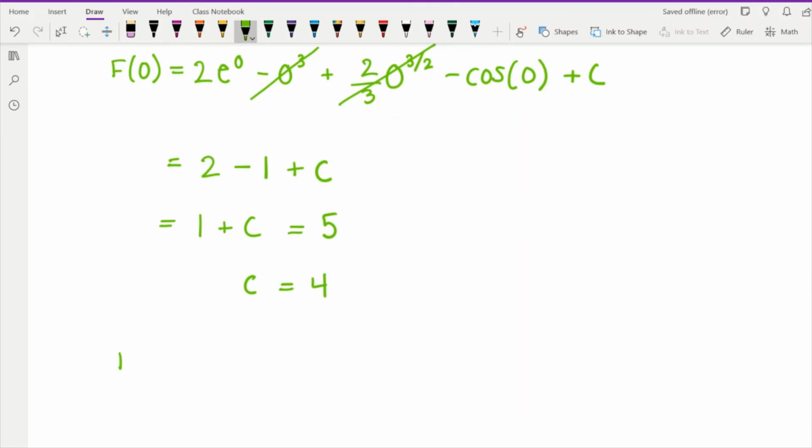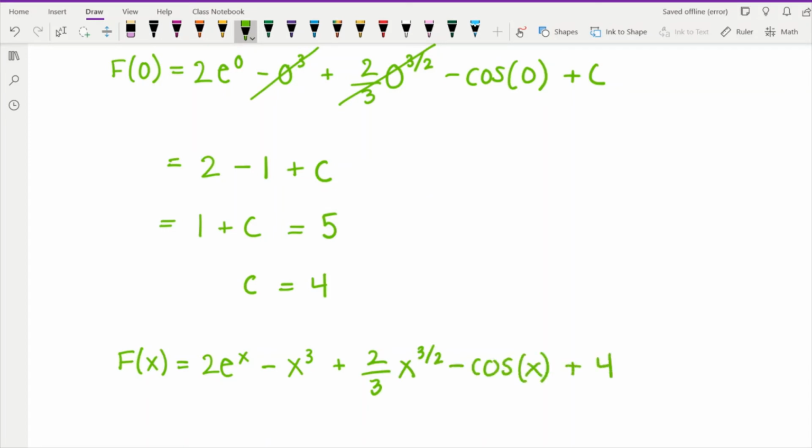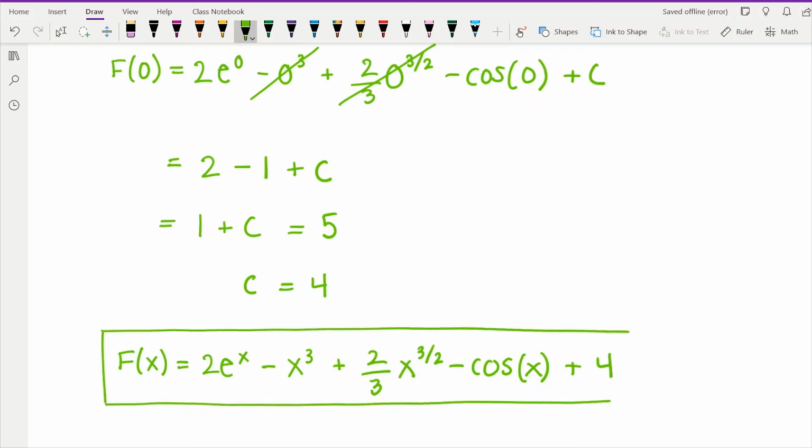So our final answer is that our antiderivative is equal to 2 times e to the x minus x cubed plus 2/3 times x to the 3/2 minus cosine of x plus 4. So that's really all that is additional about this kind of finding a specific one. You're just given one little extra piece of information, and that enables you to figure out what c is.